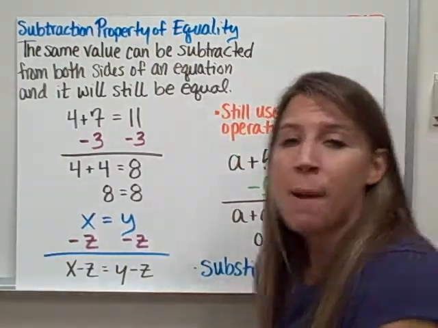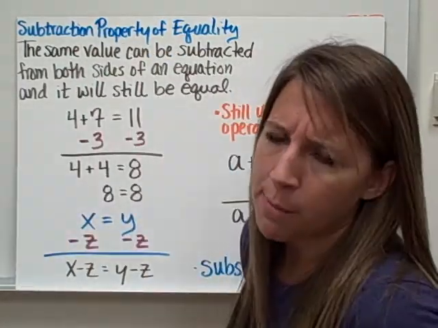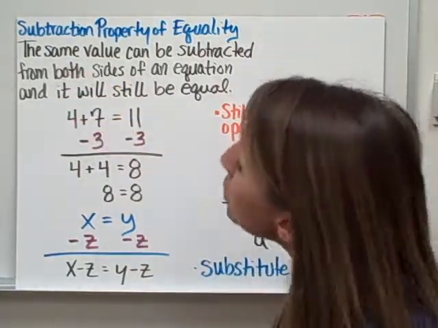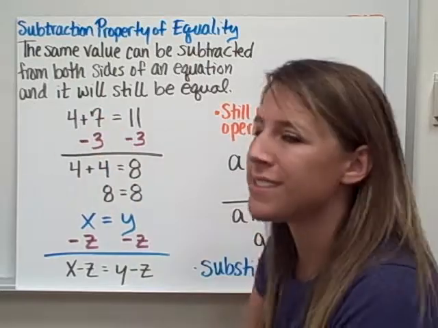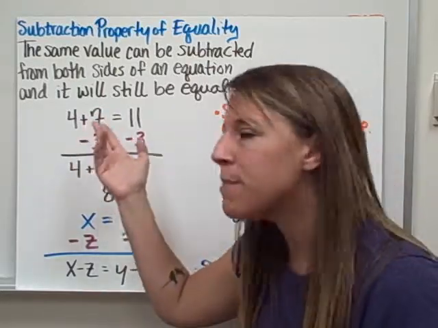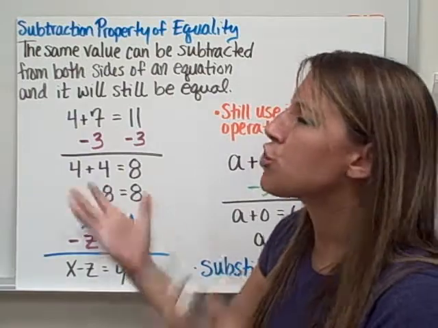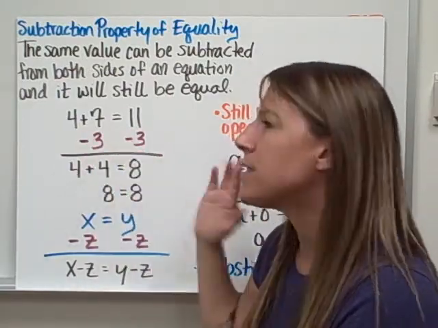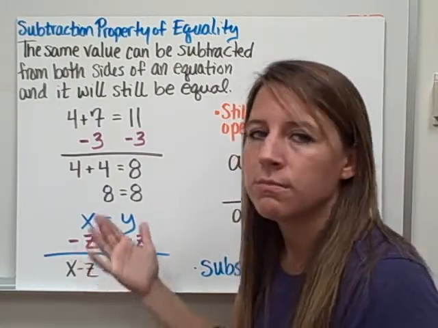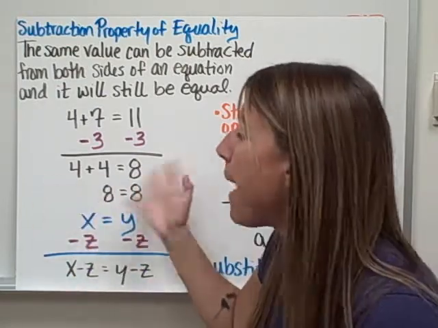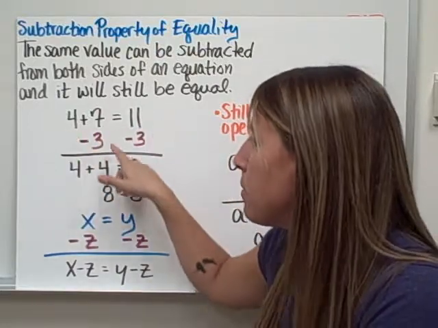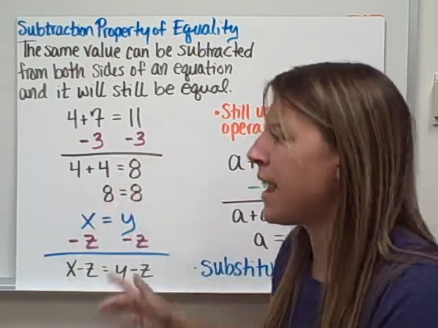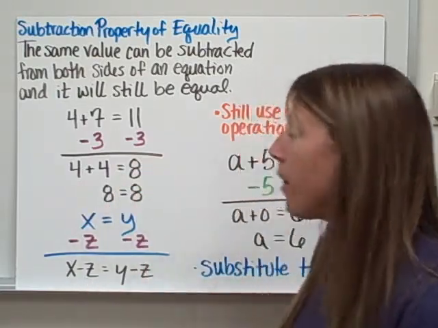Next up is the subtraction property of equality, which is extremely similar to the addition property of equality. It states that the same value can be subtracted from both sides of an equation and it will still be equal. So again, if I have something like 4 plus 7 equals 11, I can subtract the same number, any number really, from both sides, and I will still have an equivalent equation. It'll be equal on both sides, balanced. So if I subtract 3 from both sides, let's say I take it from the 7, and then from 11, I have 4 plus 4 equals 8, and 8 does equal 8, so I've maintained that equality.